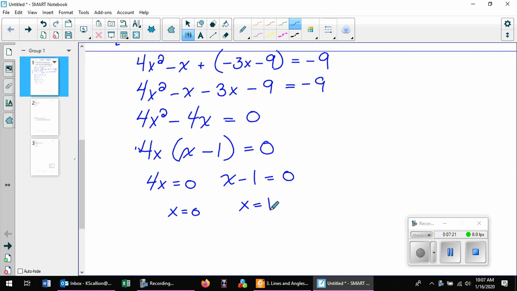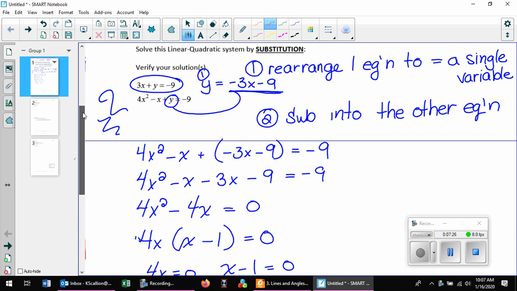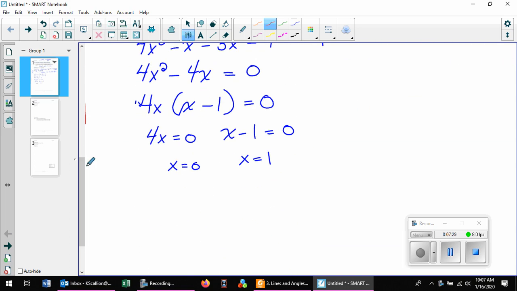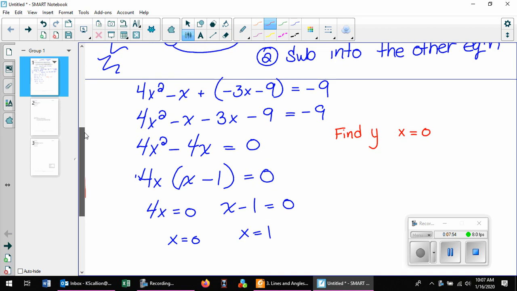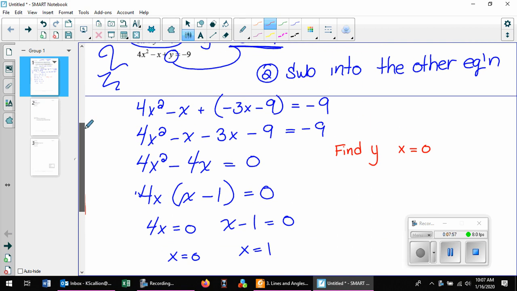So now that we've solved for x, we need to find y. We're going to find y when x is equal to 0. And you can sub into either equation. You can sub into the parabolic one, or you can sub into the linear one. I'm going to sub into the quadratic. I want you guys to sub into the linear, and you should end up with the same answer.